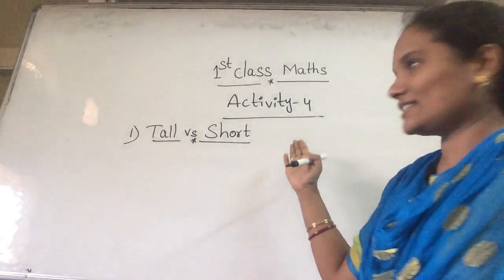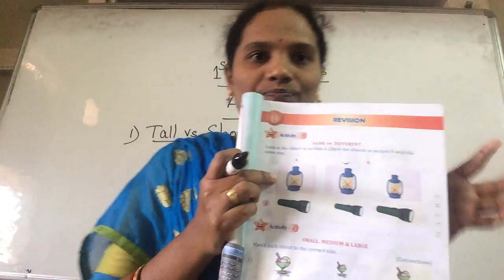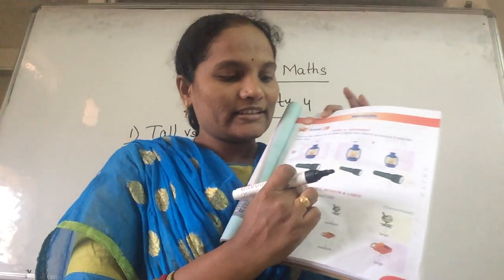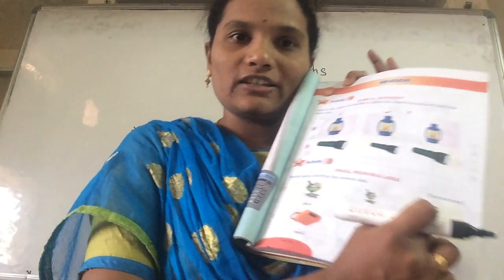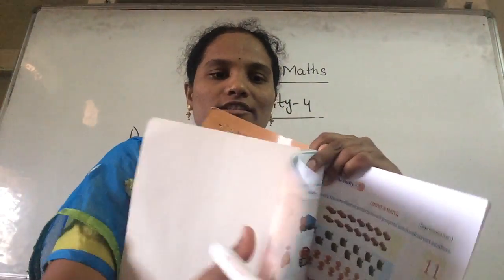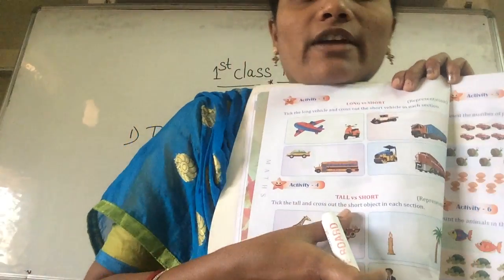We learned in the previous class, Chapter 1 revision. We learned same versus different, small, medium and large, long versus short. These were learned. Now let's start the next activity. What is our next activity?